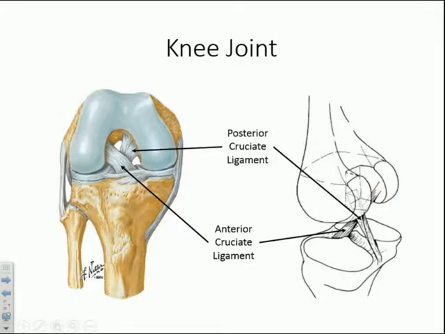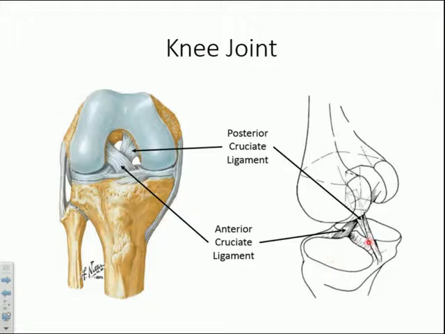The posterior cruciate ligament comes off the posterior aspect of the tibia and will attach along the lateral aspect of the medial condyle, primarily as we see here. As a result of this orientation, the anterior cruciate ligament, if you look at the fibers, is going to prevent anterior translocation of the tibia on the femur, so it's going to prevent the tibia from shifting forward, whereas the posterior cruciate ligament is going to prevent anterior shifting of the femur relative to the tibia.